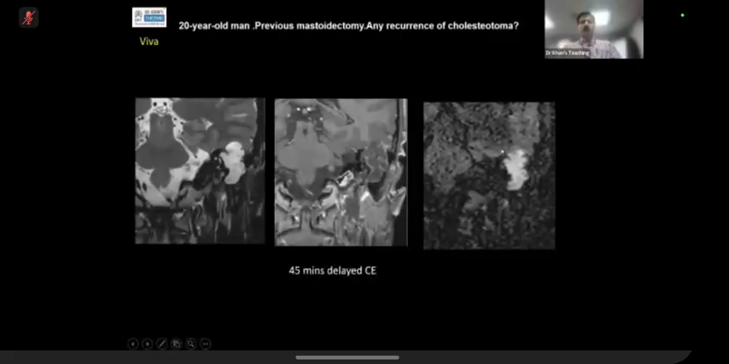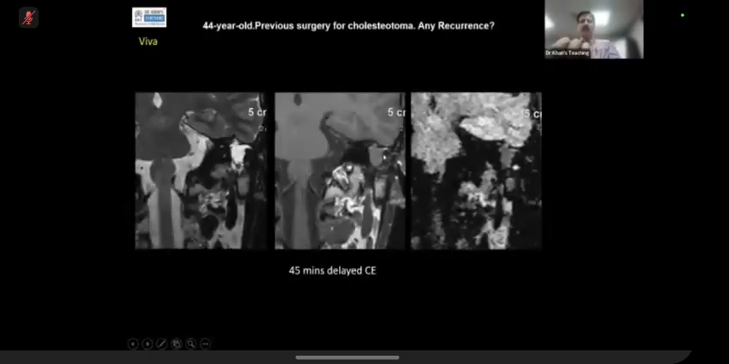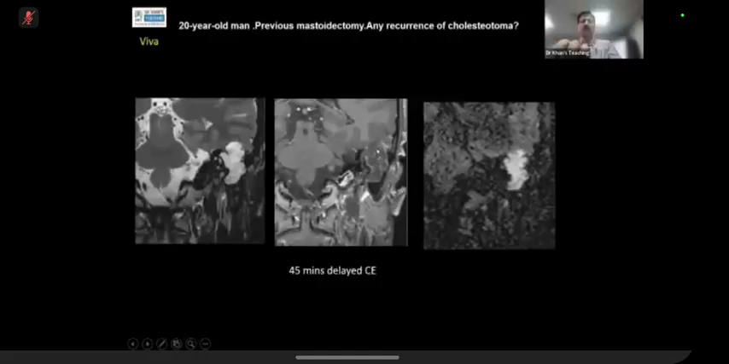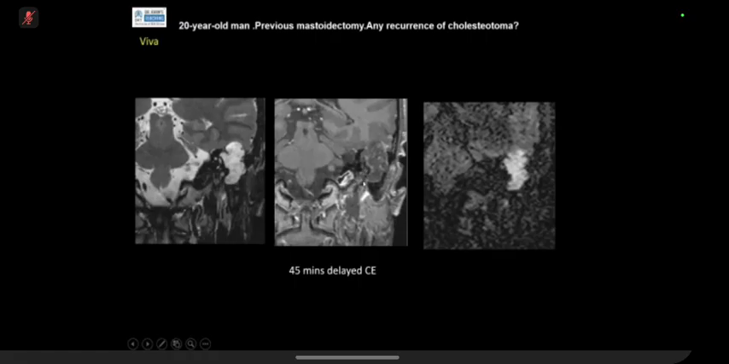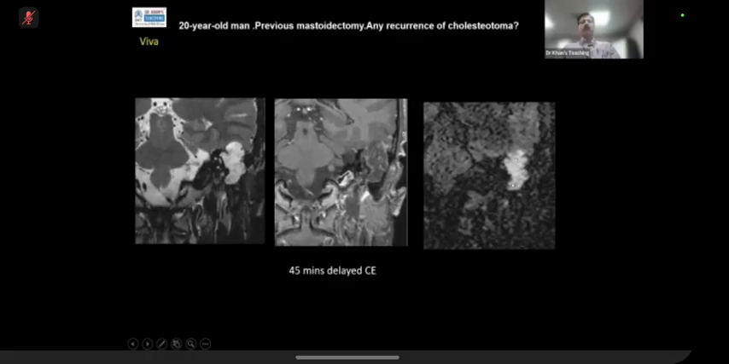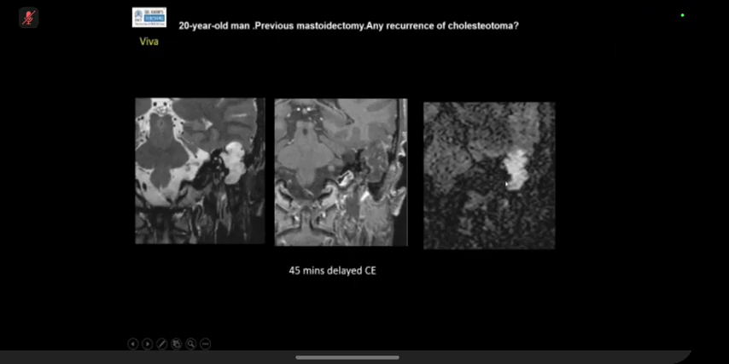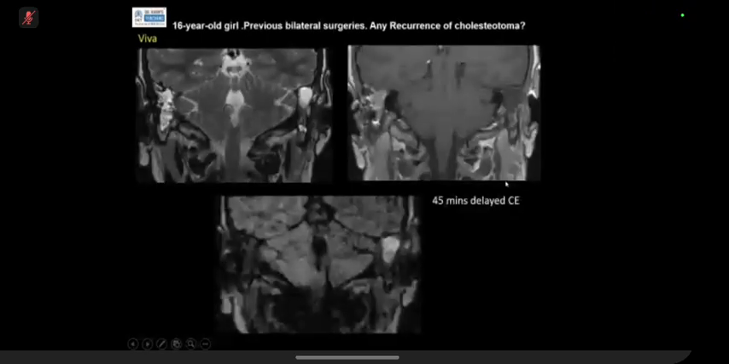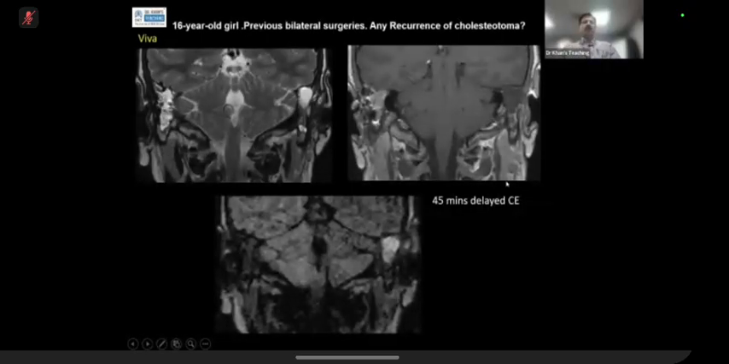Sorry. Okay, if you see here, this one did not enhance. This one is showing slight peripheral enhancement. At times this can happen. The surrounding granulation tissue can enhance, but it is showing restricted diffusion. So this is what, candidate three? Cholesteatoma. Yeah.